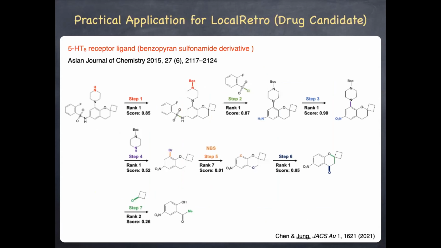And here's a practical application of our approach for a molecule, in this case, a drug candidate molecule. And this is a target molecule. And this molecule has been synthesized in 7 steps starting from this reactant. And we took this example from this literature. And our model has reasonable predictions. So the first step, we predicted with rank 1, and rank 1, rank 1, rank 1, and rank 7, rank 1, and rank 2. So most of the steps are predicted reasonably well by our model.